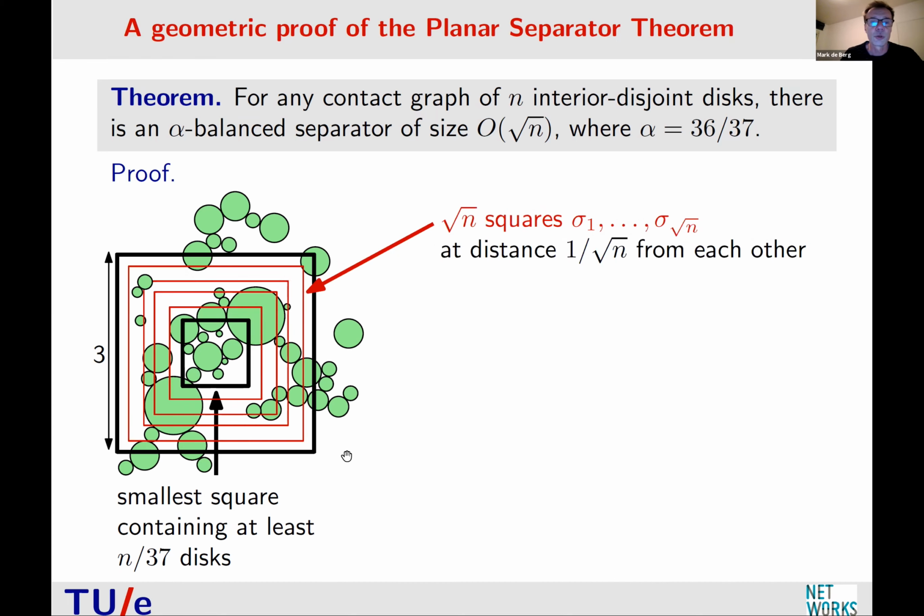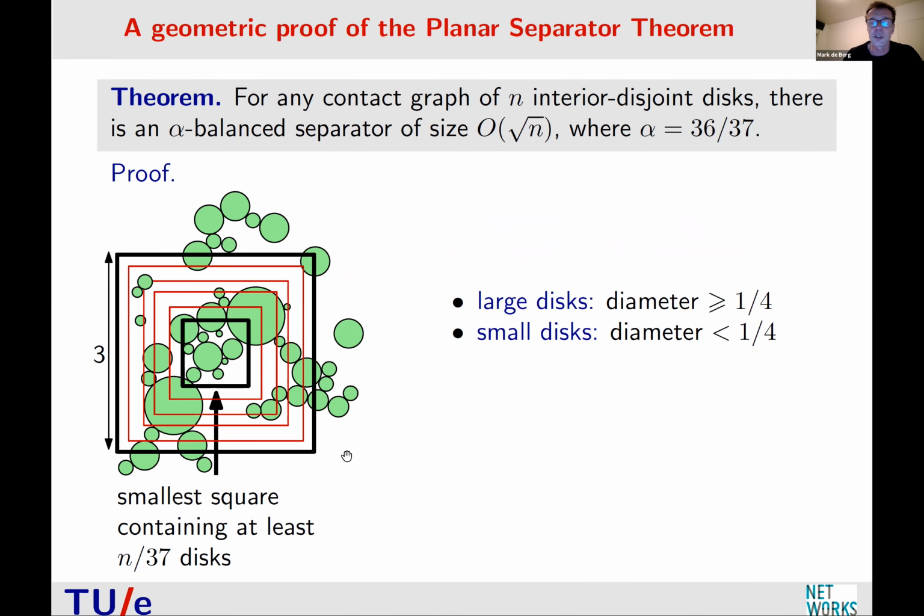And now I'm going to draw square root of n squares, as you see in the picture, the red squares, that are a distance 1 over square root of n from each other. What I did is I scaled the whole thing such that the inner black square has edge length 1. So I have square root of n of these red squares, and I want to argue that one of them is a nice separator.